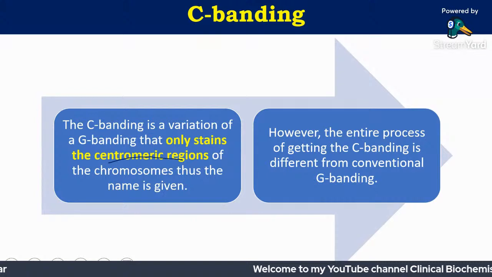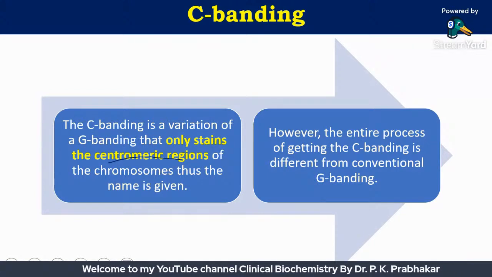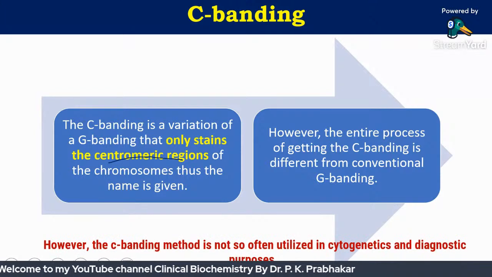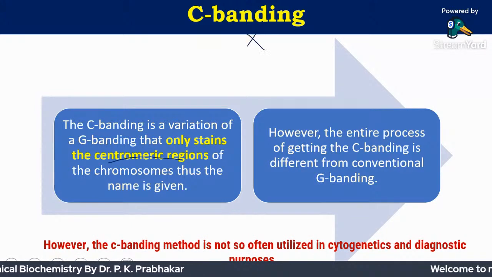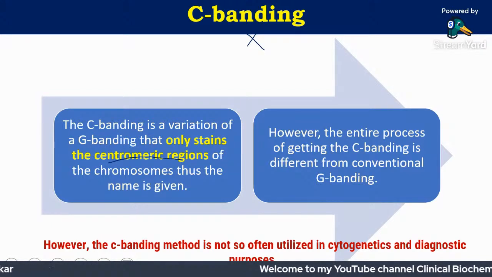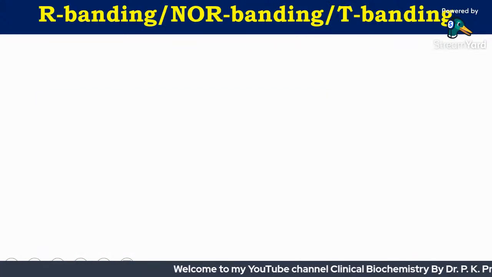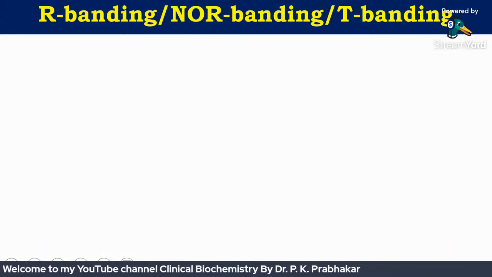However, the C banding method is not so often utilized for cytogenetic and diagnostic purposes. It is not very frequently used, and the entire process of getting C banding is different from conventional G banding. Then we have three other banding patterns, that is R reverse banding, NOR banding, and T banding.